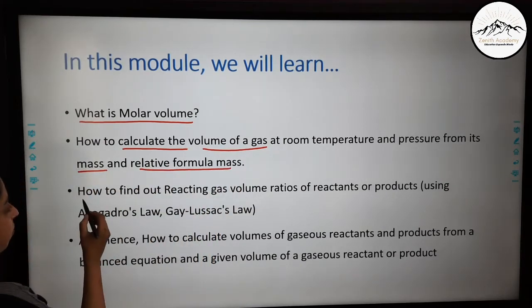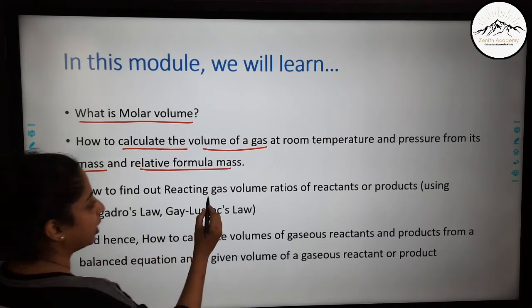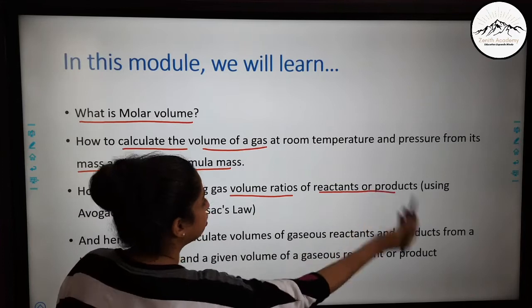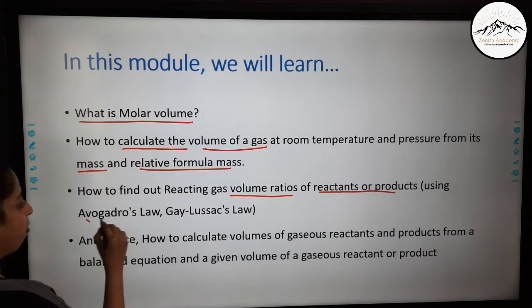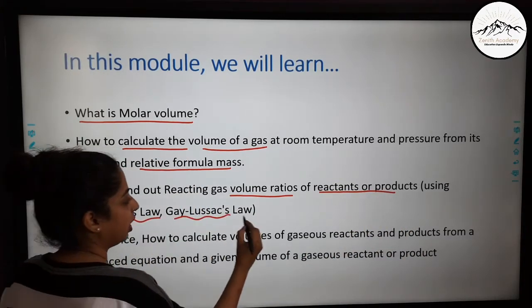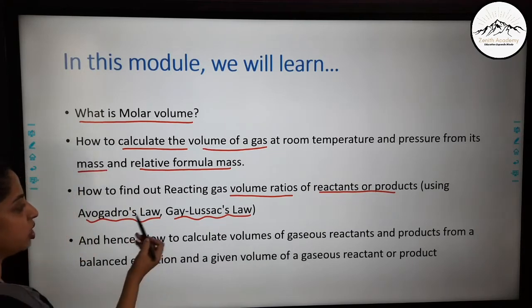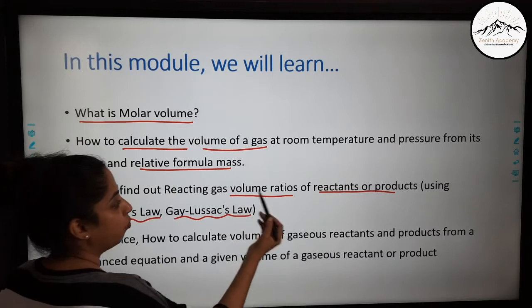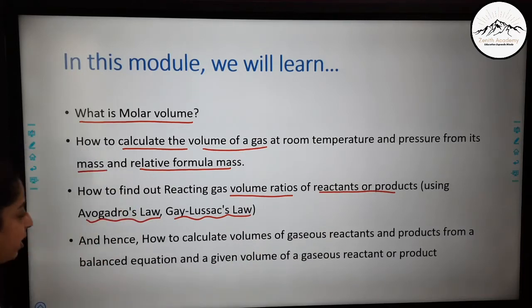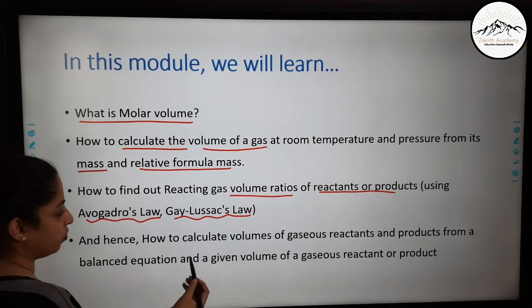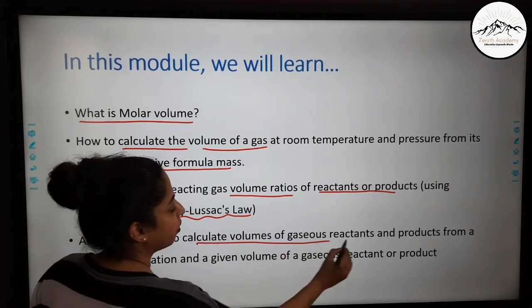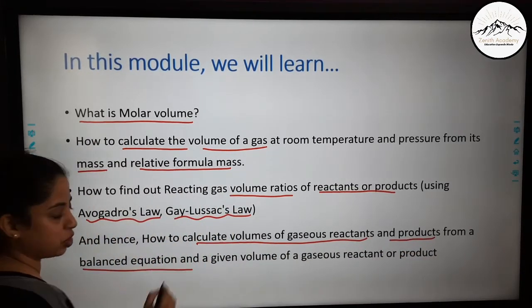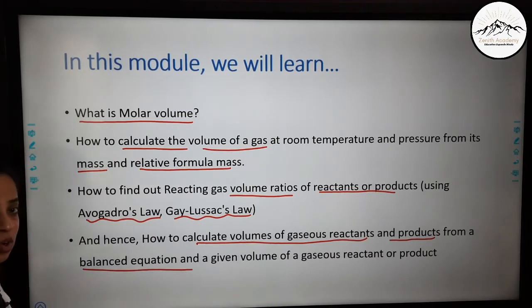Then we'll learn how to find out reacting gas volume ratios, okay, volume ratios of reactants or products using Avogadro's law and Gay-Lussac's law. So we'll study these two laws and how they will help us to find the volume ratios of reactants or products. Hence, with this knowledge, we'll be able to calculate volumes of gaseous reactants and products from a balanced equation. Okay. So now let's go ahead.